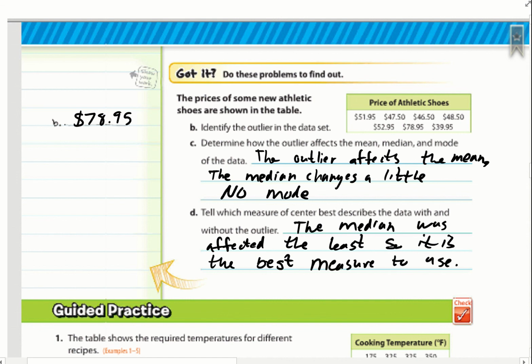So this whole entire lesson is just basically saying which one is the best one to use, the mean, median, or mode. And that's the end of the lesson, so thank you for watching.